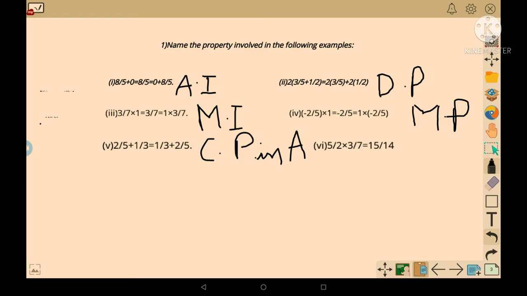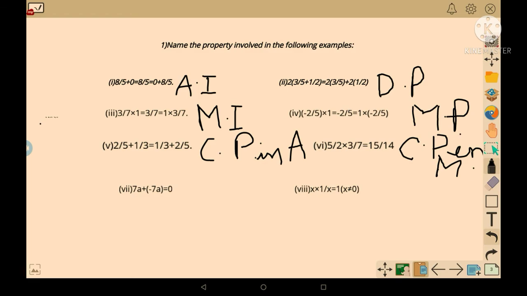Now the sixth one is 5 by 2 into 3 by 7 equals 15 by 14. This was under the closure property, right? So closure property in multiplication. Okay, so these are all finished. Let's go to the next ones. We have the 7th and 8th here.